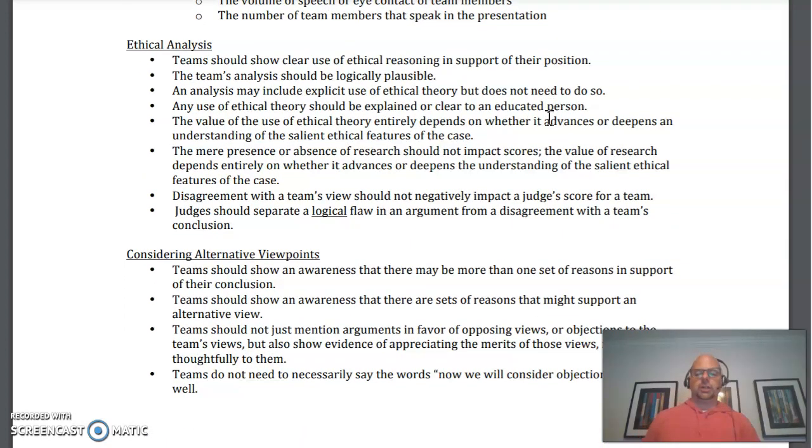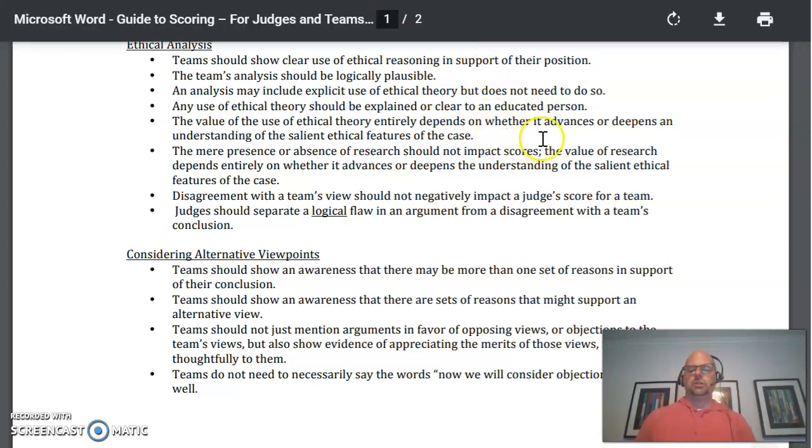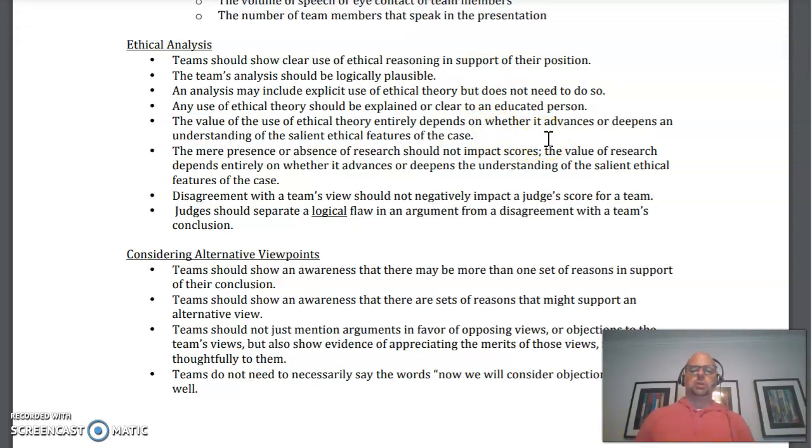So now let's move on to ethical analysis. When you talk about ethical analysis, there's a whole series of things to keep in mind. So the first is that teams should show clear use of ethical reasoning in support of their position. It's also important that their analysis should be logically plausible, and I'm going to explain in a minute why this is a really important point and how it differs from something that might be easy to confuse it with.